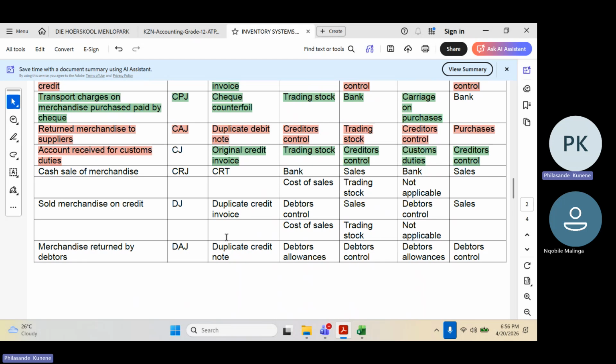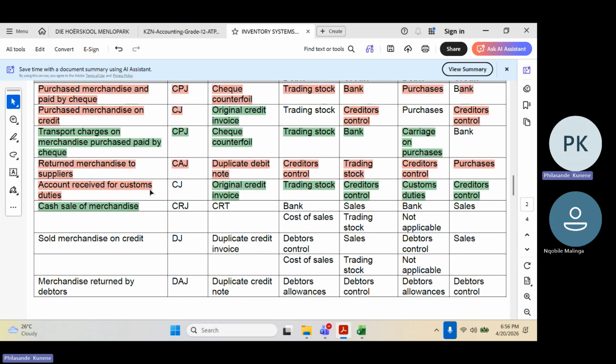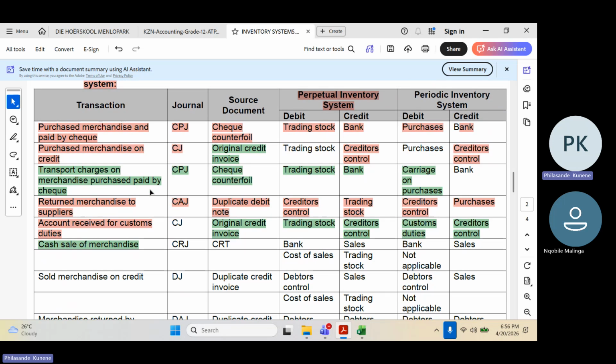I'm talking about it, but this is work for grade 11. It's something that you should know, but we have to go through it again because we're going to use it a lot. Cash sale of merchandise. Now, if you're selling trading stock for cash, this is the first sale transaction.